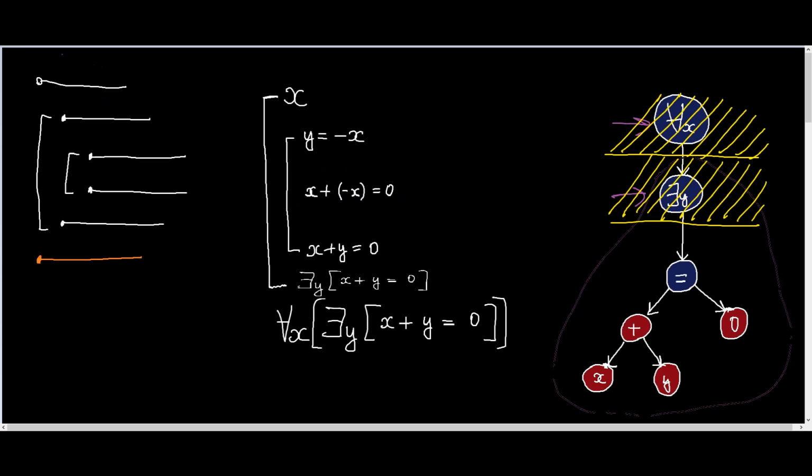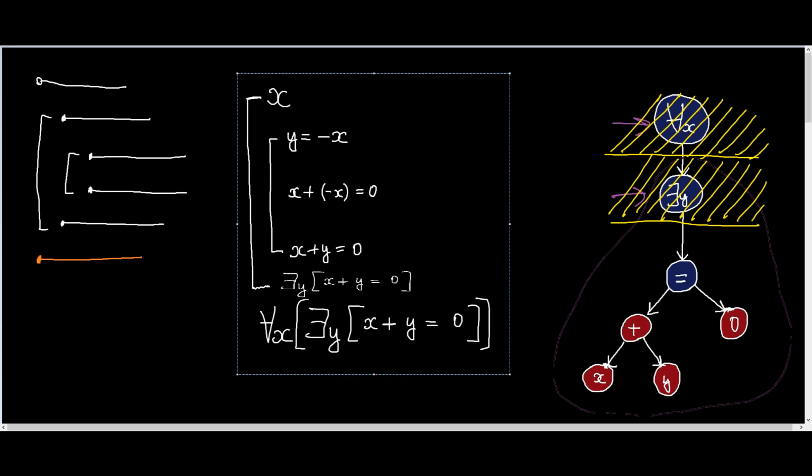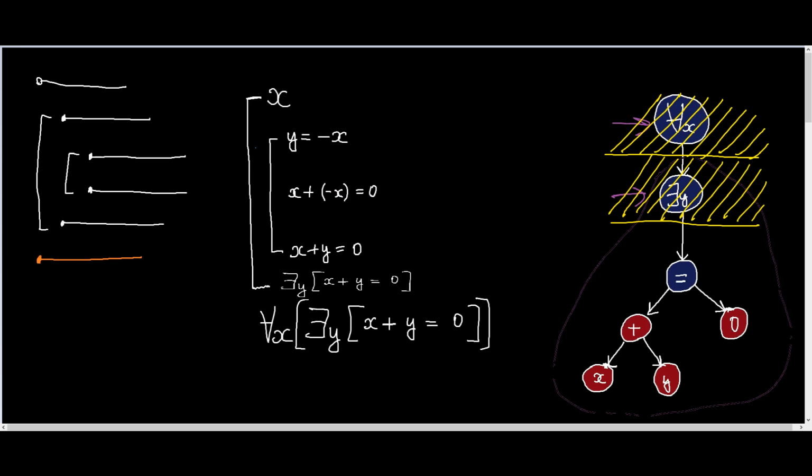Now, when we finalize the proof, in order for us to make it easier for the reader to understand how we got things, right, it is useful to number the lines. So let's number these lines.